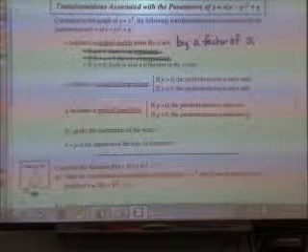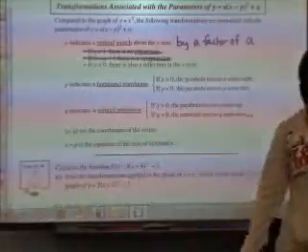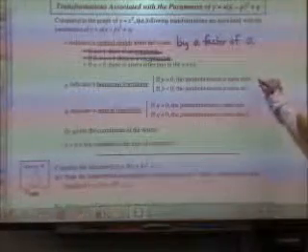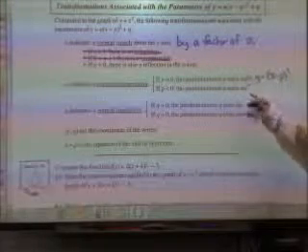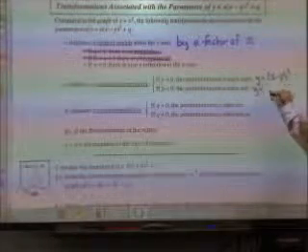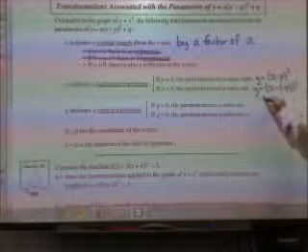P tells me I have a horizontal translation. When P is greater than 0, the parabola moves to the right. That means I have y equals (x minus p) squared. When it's negative, I have (x minus negative p) squared, which looks like (x plus p) squared.